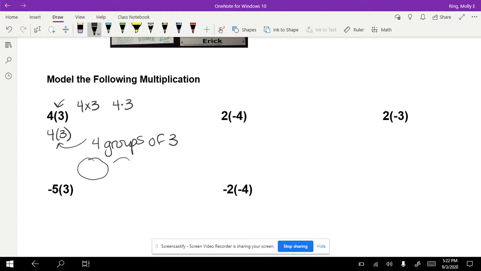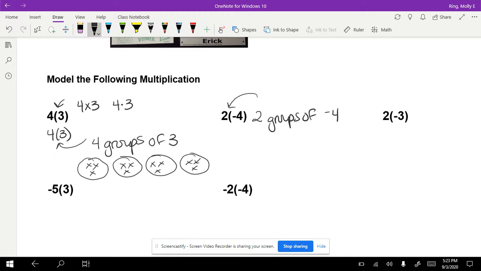Most of you probably would have started out with 4 empty groups with 3 things in them. This is probably one of the first ways you learn to multiply numbers. When we look at this, if we read this out properly of 2 groups of -4, we could also see that we're going to have 2 open groups, and in those groups put in 4 negatives. 2 groups of -4 would result in -8.